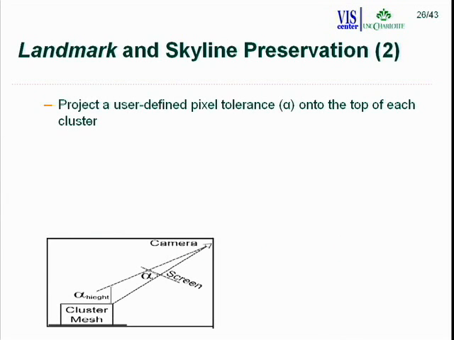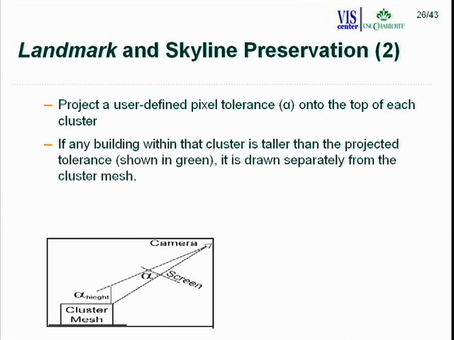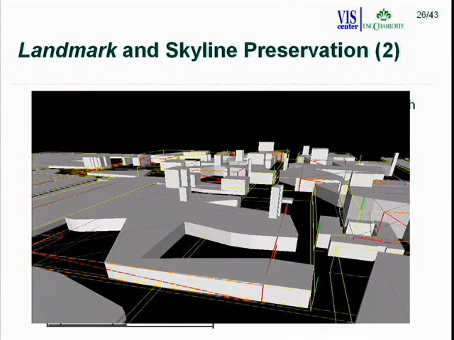The way that's done is by projecting a user-defined tolerance alpha onto each cluster mesh. If there's any building in that cluster that's taller than the alpha height, then it will be drawn on top of the cluster mesh. In other words, here's a scene of cluster meshes, and you see on the lower right-hand corner a little green line, and that's the projected alpha height. These buildings are drawn separately because they are taller than the alpha height.